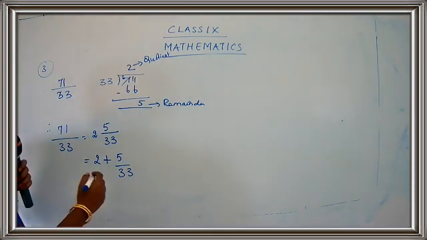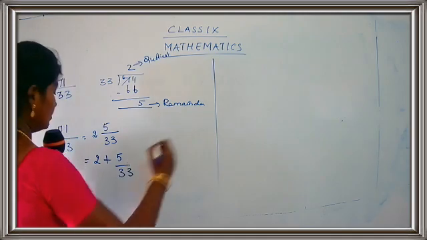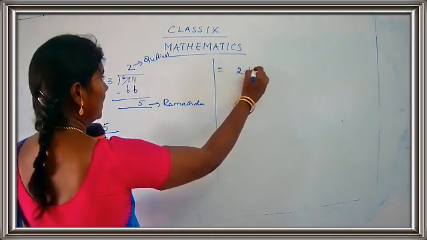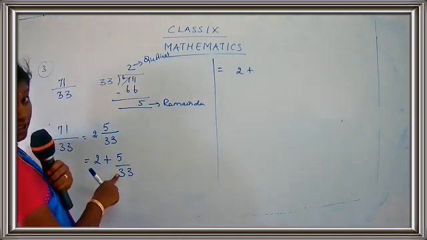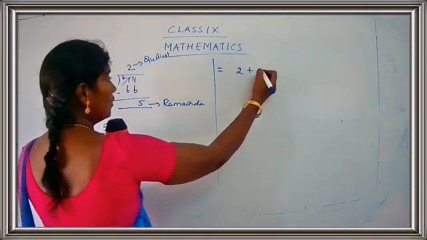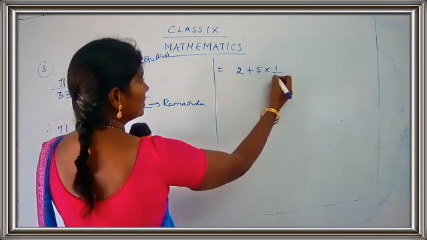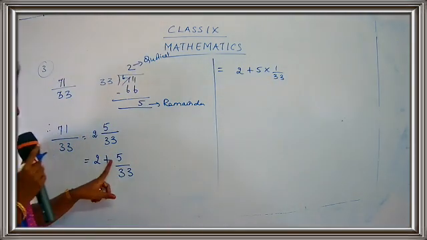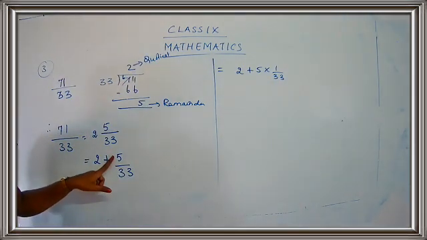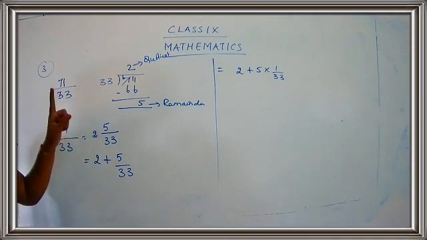So now here, write down again. This is equal to 2 plus 5 upon 33. Now I'm going to write this as 5 into 1 upon 33. How to write 5 upon 33? We are going to write 5 upon 33 as 5 into 1 upon 33.